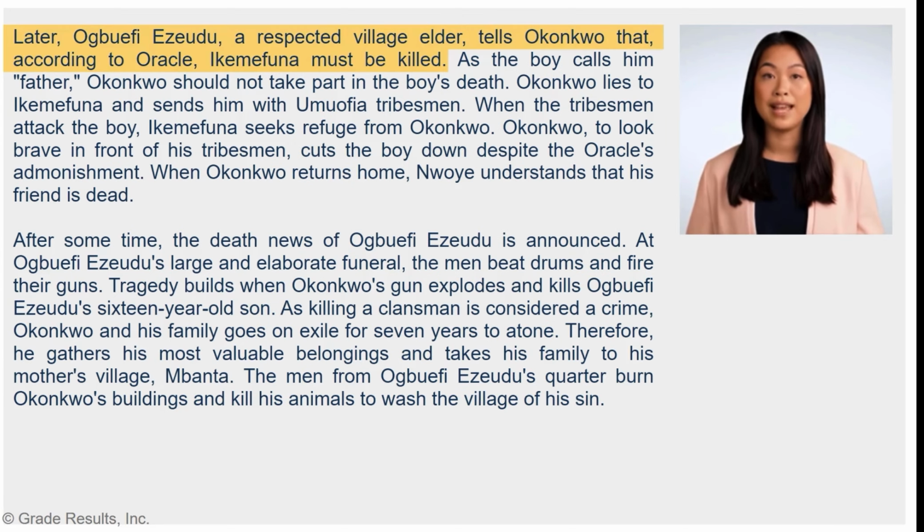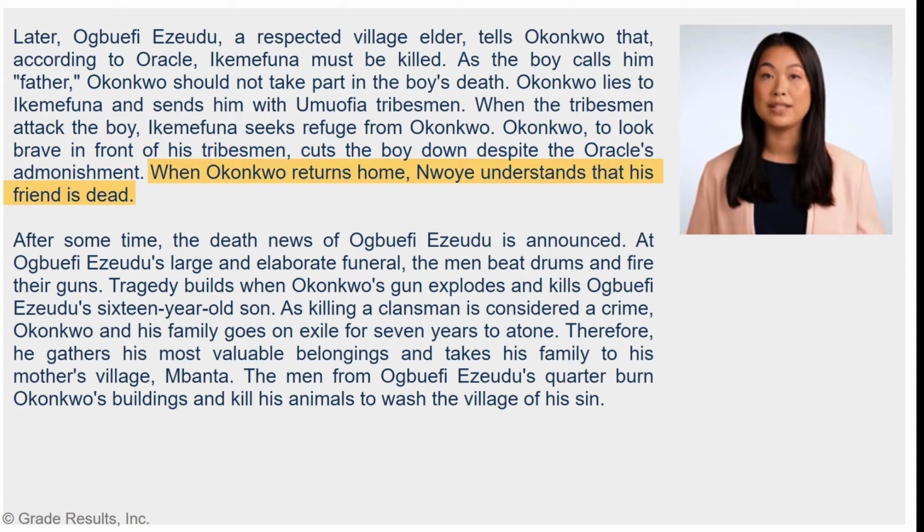Later, Ogbuefi Ezeudu, a respected village elder, tells Okonkwo that, according to the Oracle, Ikemefuna must be killed. As the boy calls him father, Okonkwo should not take part in the boy's death. Okonkwo lies to Ikemefuna and sends him with Umuofia tribesmen. When the tribesmen attack the boy, Ikemefuna seeks refuge from Okonkwo. Okonkwo, to look brave in front of his tribesmen, cuts the boy down despite the oracle's admonishment.